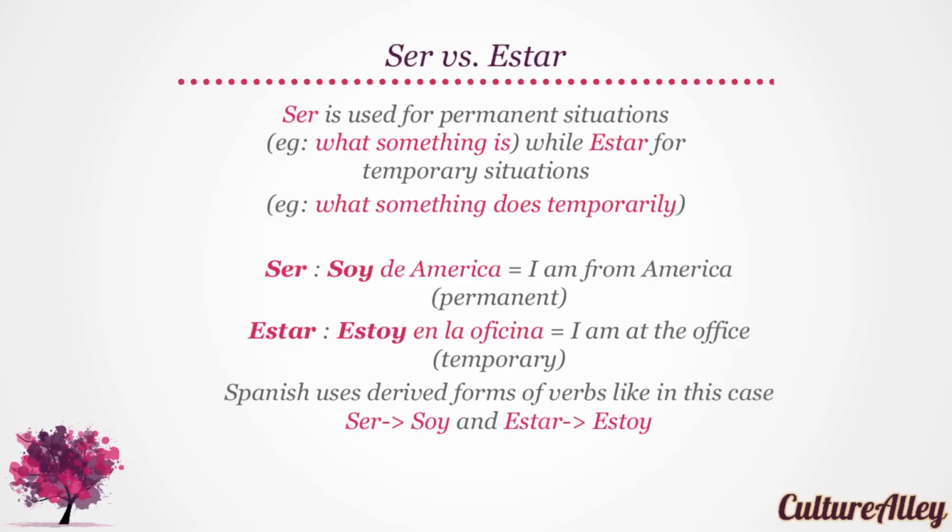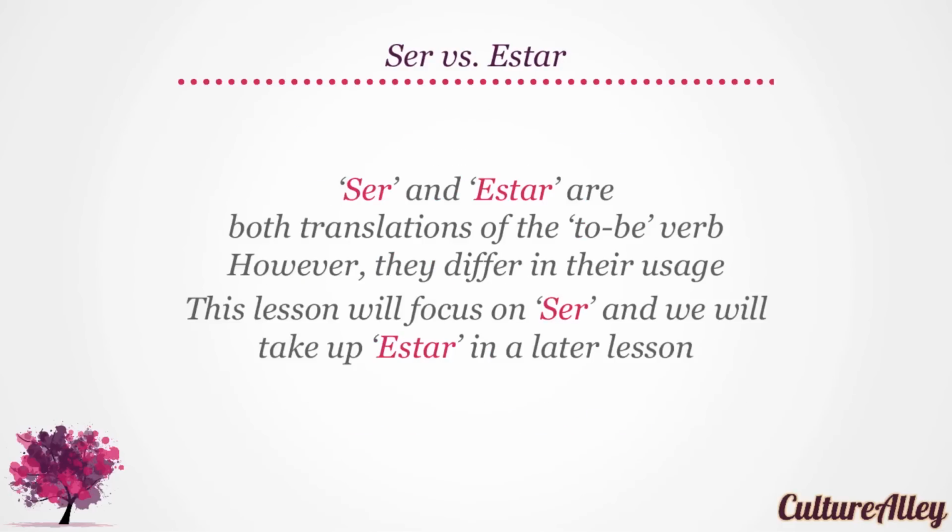does temporarily. An example of ser could be soy de América, which means I am from America, a permanent situation. On the other hand, an example of estar could be estoy en la oficina, which means I am at the office, a temporary situation. Spanish uses derived forms of verb like in this case ser changes to soy and estar to estoy.